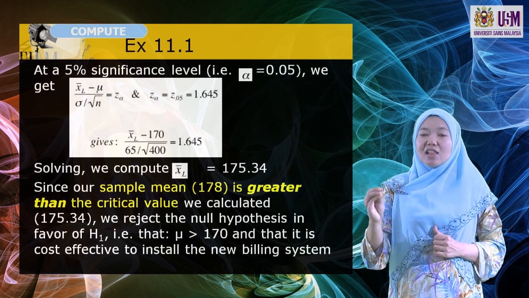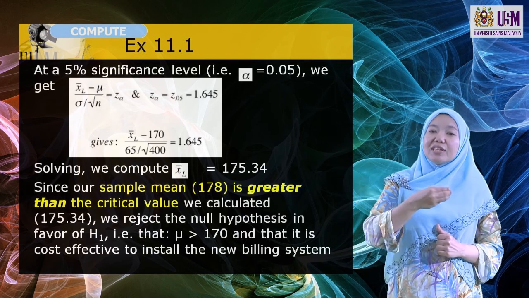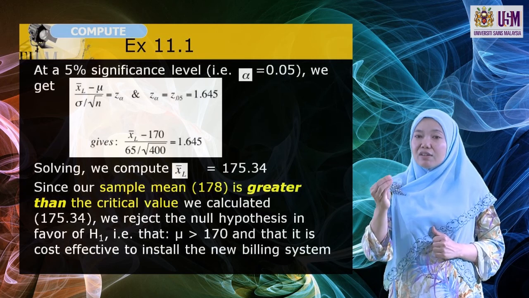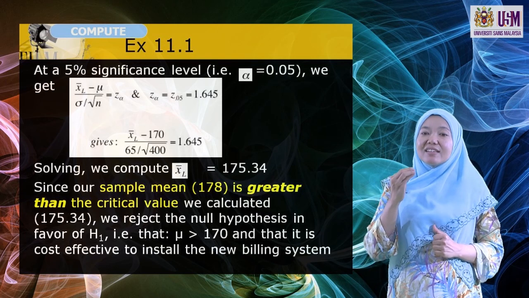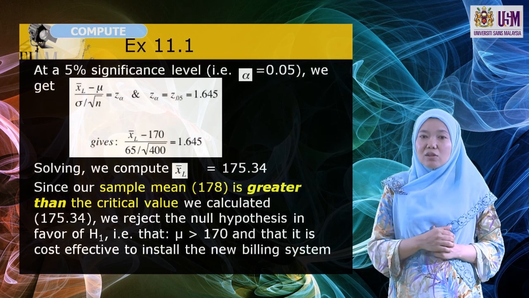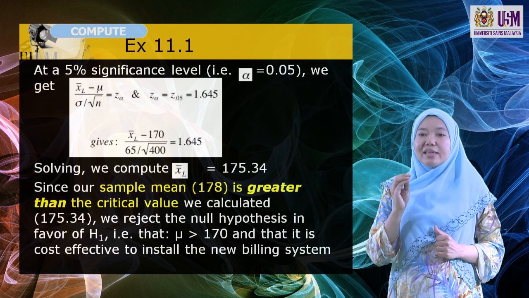So remember, this is the decision. You reject the null hypothesis. Why do you reject the null hypothesis? Because you already calculated your test statistic X bar L, 175.34, which is less than 178, the sample mean. So that means you can conclude it is cost effective to install the new billing system.